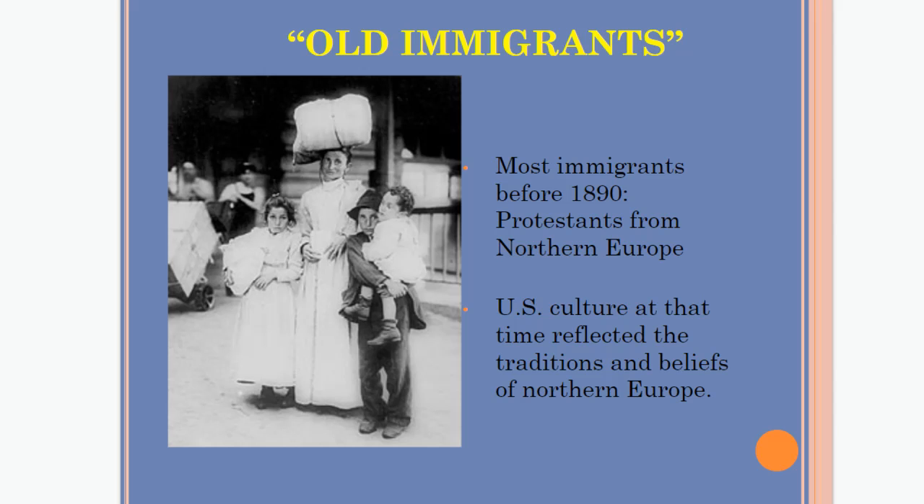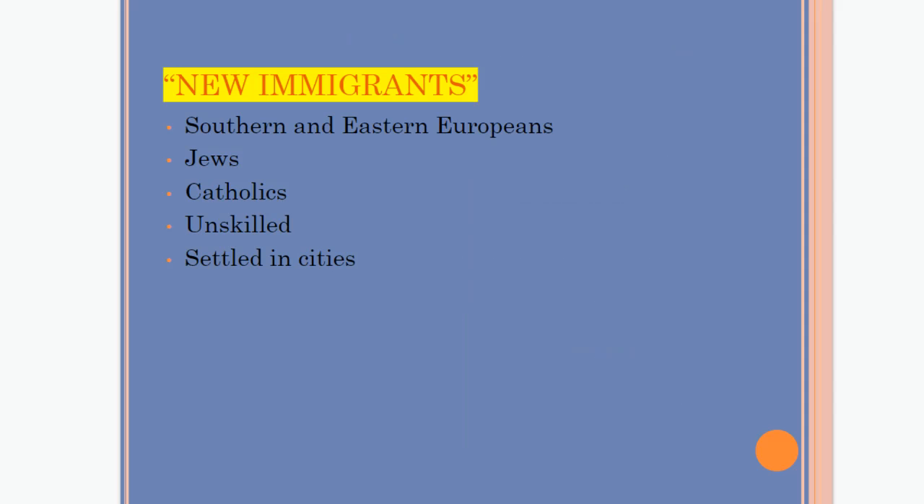But what you're going to see during this period of time is a new generation of immigrants. The new immigrants that we're going to see are the Southern and Eastern European immigrants, like the lower Slavic states, Poland, Czechoslovakia, Romania, the southern states of Europe. There were also Jews and lots of Catholics, and they were unskilled. And most of them decided to settle in cities.